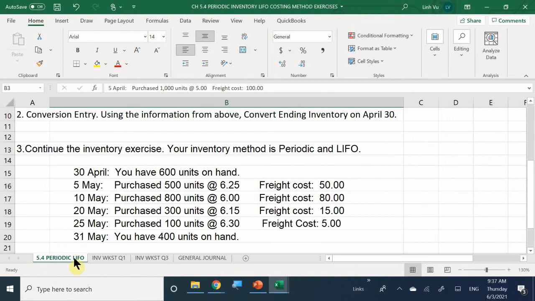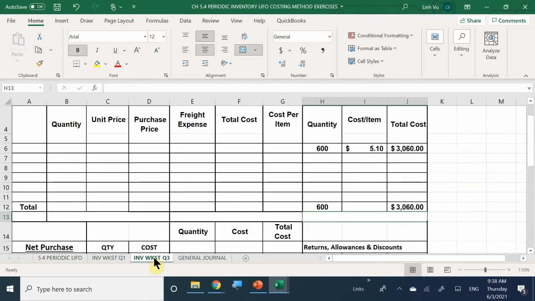So now let's go ahead and plug in the first thing here. On May 5th, we purchased an additional 500 units at $6.25 each, with a freight costing me $50. So, May 5th, 500 units at $6.25 with a freight of $50.